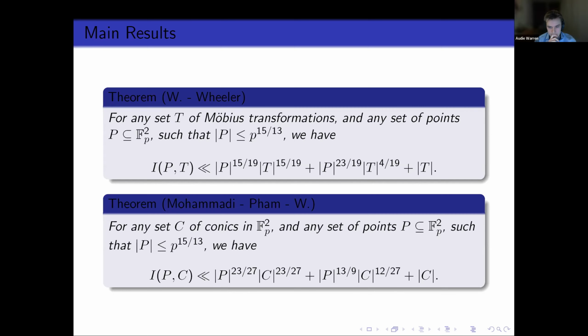Okay. So to summarize this slide in a nutshell: we have non-trivial bounds for Möbius transformations and we have non-trivial bounds for conics. Okay, so I'm going to swap over now to my whiteboard.